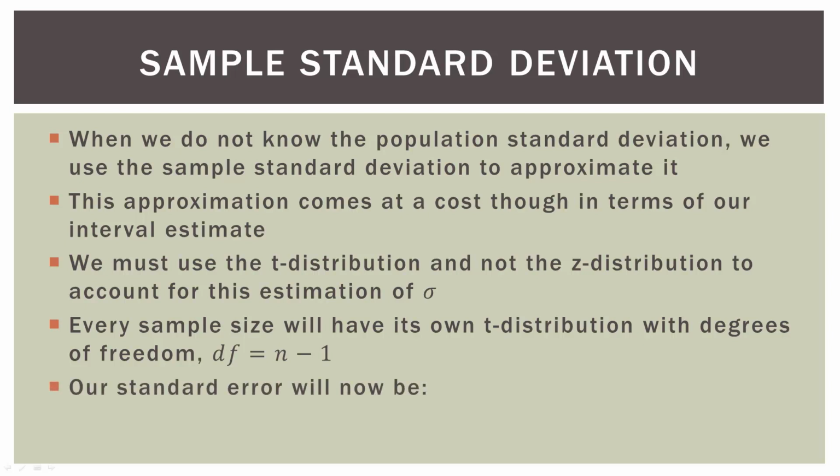So our standard error will now be s divided by the square root of the sample size. Remember, in the other case, when we know the population standard deviation, it's sigma divided by the square root of the sample size. So s in this formula stands for the standard deviation of the sample, because we don't have the standard deviation of the population.